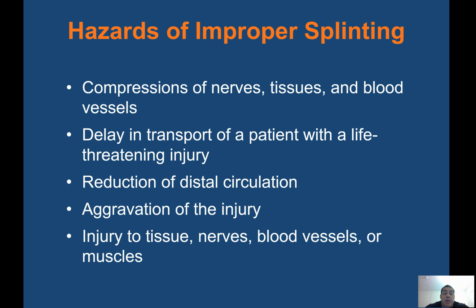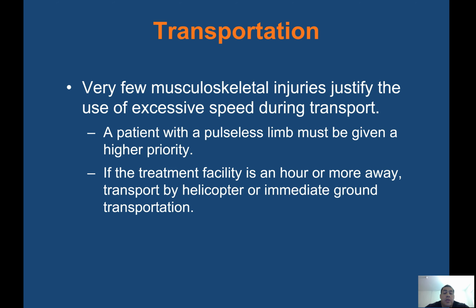Hazards of improper splinting: compression of the nerves, tissues, and blood vessels, delay in transport of a patient with a life-threatening injury, reduction of distal circulation, aggravation of the injury, and injury to tissue, nerves, blood vessels, or muscles. Transportation: very few musculoskeletal injuries justify the use of excessive speed during transport. A patient with a pulseless limb must be given a higher priority. If the treatment facility is an hour or more away, transport by helicopter or immediate ground transportation.